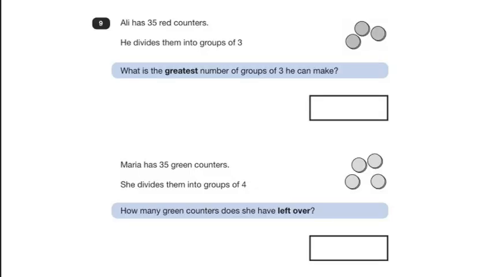Question 9 on paper 2, we had this example, and I've practically worked this out so many times with matchsticks. So Ali has 35 red counters. He divides them into groups of 3. What's the greatest number of groups of 3 he can make? And the example question below.